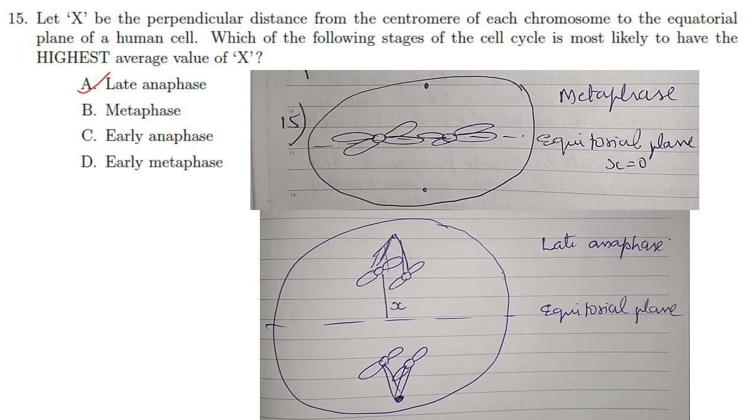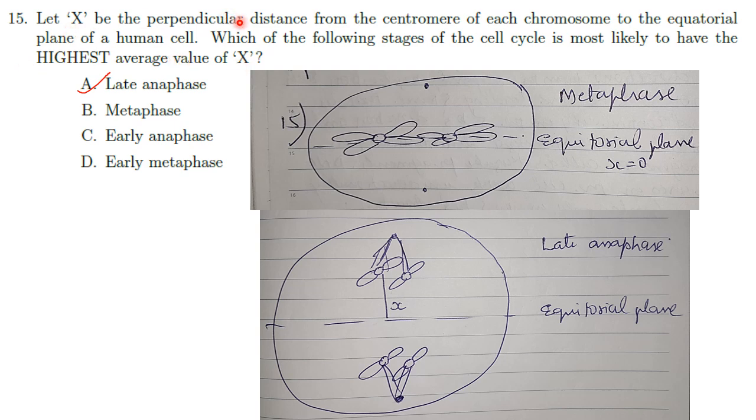Now next one. Let X be the perpendicular distance from the centromere of each chromosome to the equatorial plane of a human cell. Which of the following stages of the cell cycle is most likely to have the highest average value of X?